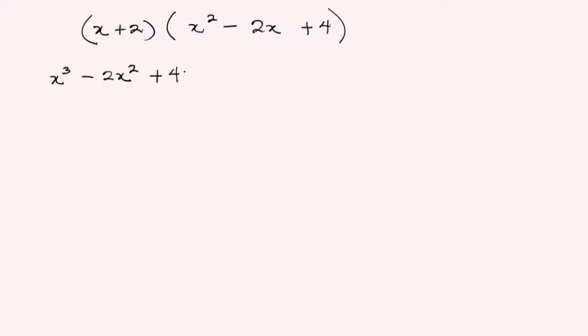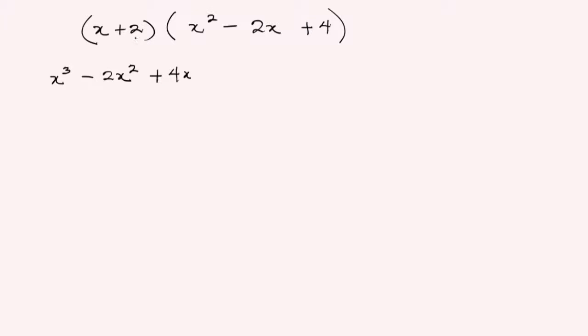Let's do one more example, which is x plus 2 multiplied by x squared minus 2x plus 4. Now it's the same thing. What we have to do is take each of the terms in the first bracket and distribute it over all the terms in the second bracket. And so if we distribute x over all the terms here, we'll have x multiplied by x squared is equal to x cubed. x multiplied by minus 2x is equal to minus 2x squared. x multiplied by 4 is equal to plus 4x.